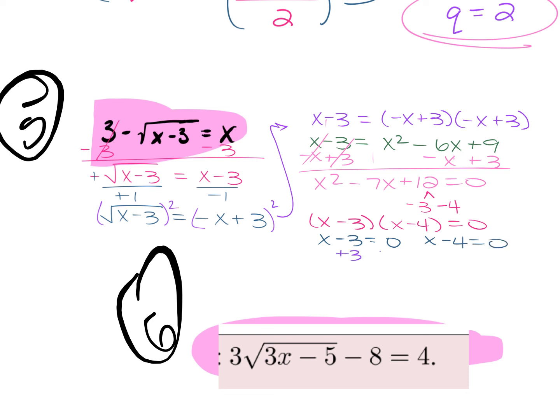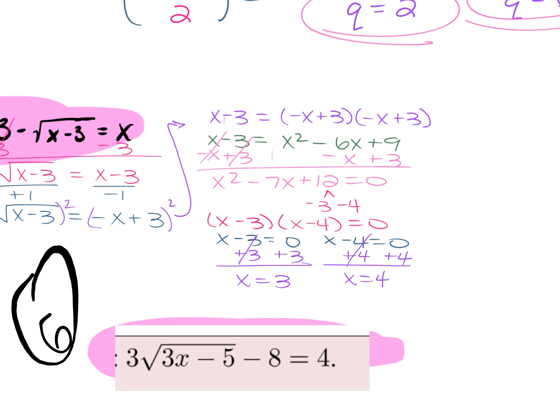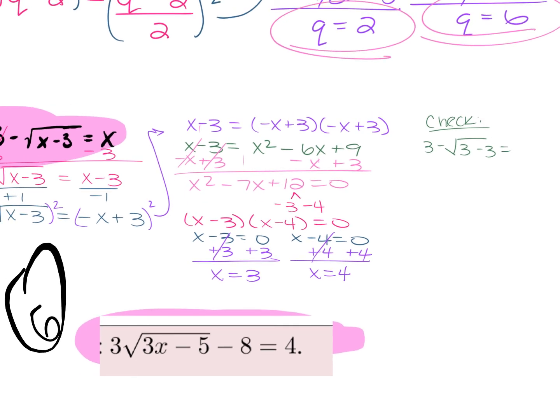Move your 3 over by adding it. That gives you that x is 3. Move your 4 over by adding it. That gives you x is 4. Again, check these. You have 3 minus the square root of 3 minus 3 is equal to 3. That's 3 minus the square root of 0 is equal to 3, which is 3 minus 0 is equal to 3. That's 3 is equal to 3. That's a solution.